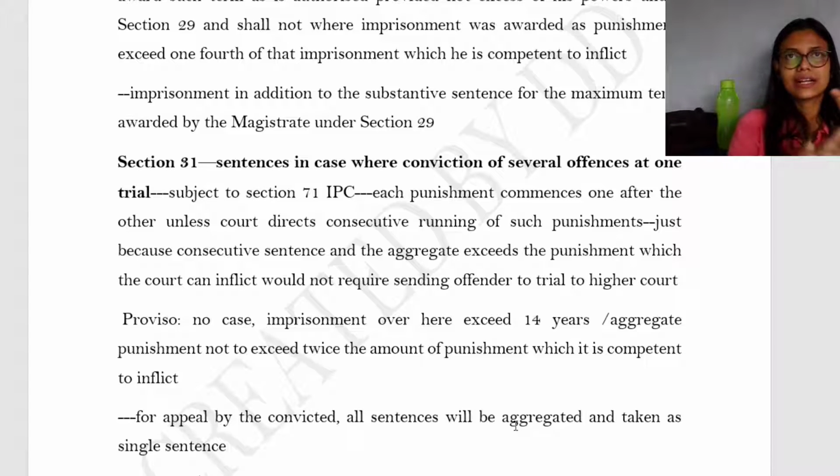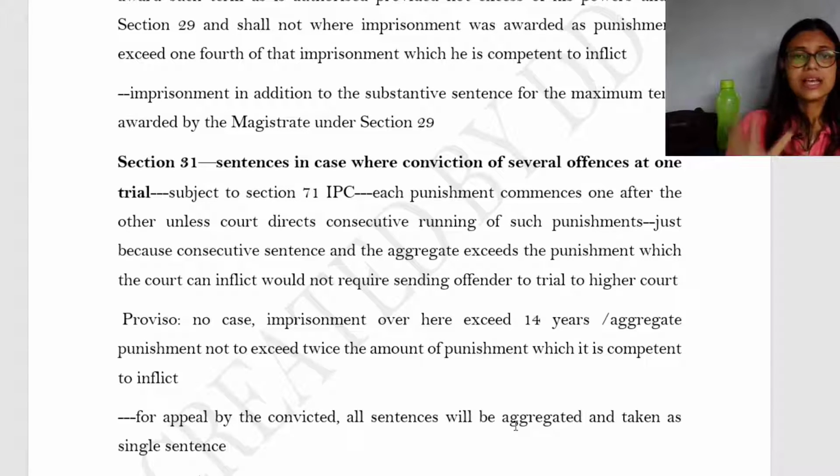So if there are 10 offenses and you were convicted for 3, for one you were given 6 months, then 1 year, then 2 years. These are the 3 punishments that you were awarded. They'll run one after the other. First, you finish the 6 months, then the 1 year will go on, then the 2 years, unless the court directs that all of them will run concurrently.